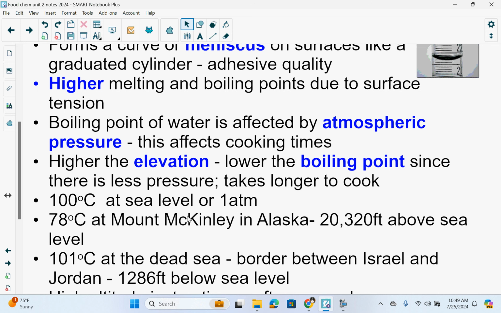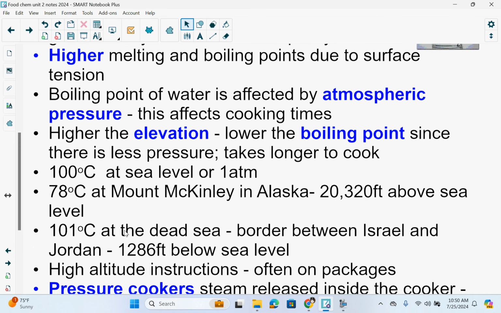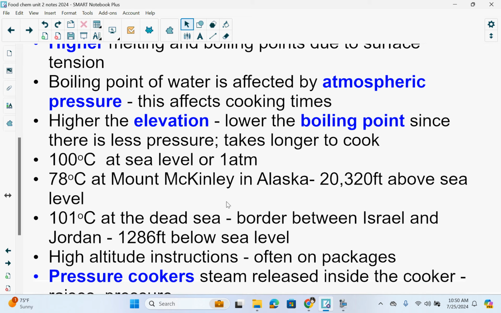But if you travel to Mount McKinley in Alaska, where the elevation is 20,320 feet above sea level, that's pretty high up, that boiling point of water drops to 78 degrees Celsius. Now, if you head in the other direction, to the Dead Sea, which is on the border between Israel and Jordan, that's 1,286 feet below sea level, the boiling point of water would increase to 101 degrees Celsius. Okay, so the pressure changes the boiling point.